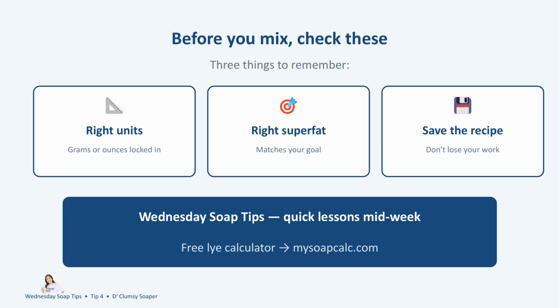And that brings us to the heart of it all. Before you ever touch lye, confirm your units are consistent, your superfat percentage matches your intended soap goal, and your recipe is saved and documented. These 3 habits prevent the most common and costly lye calculation errors in both small batch handmade soap and scaled commercial production. Precision in the planning stage protects your product, your skin, and your safety.